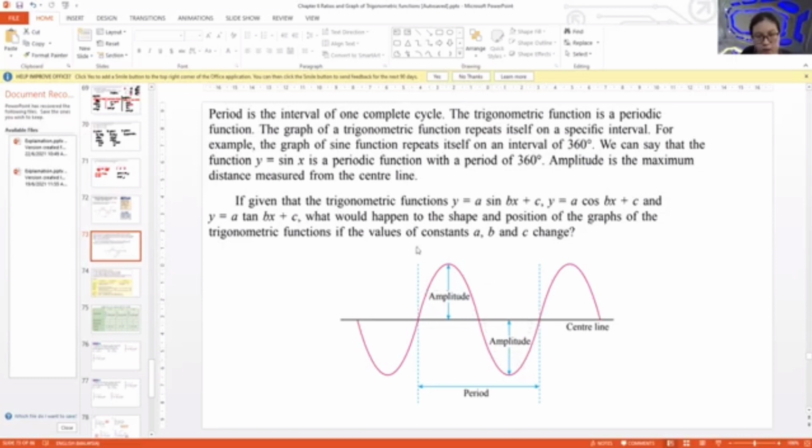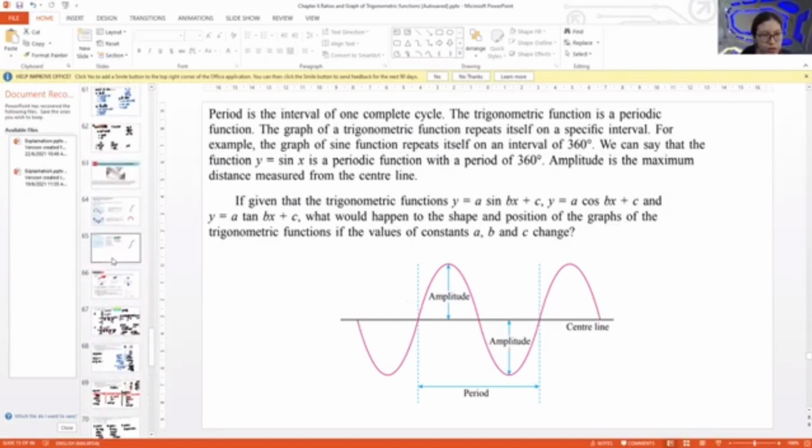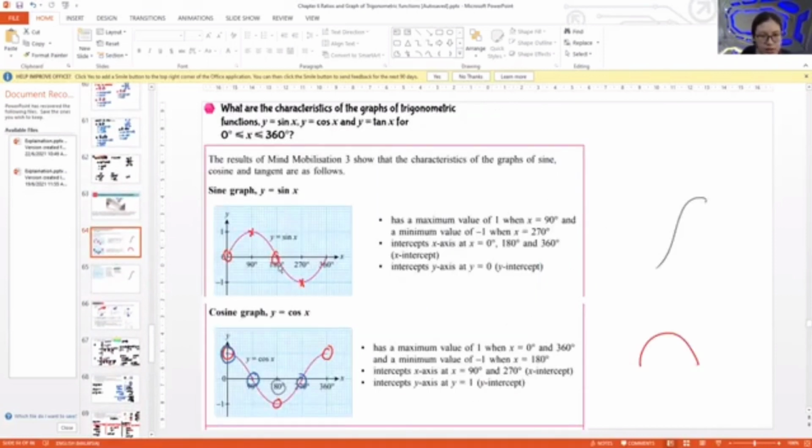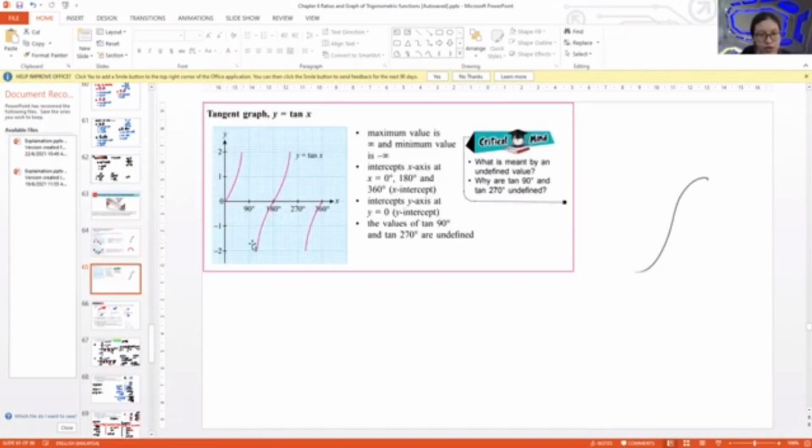But if it is cosine, cosine is like this, a C shape. So the C is one cycle. But this one is the sine graph, so one cycle is like this for the sine graph, and for the cosine graph it is a C. So this is called one cycle. And for tangent, it does not have a cycle, it only has this one. Okay, so let's go back.